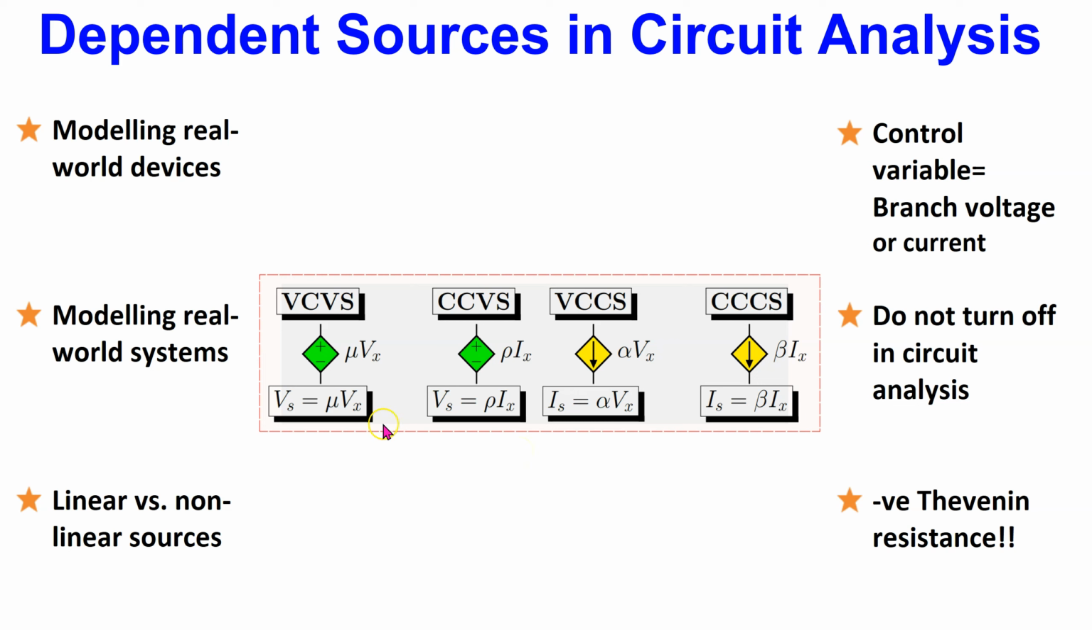Hello everyone. In this video, we will discuss ideal dependent sources and the important role they play in circuit analysis. Dependent sources are used to model real-world electronic devices such as transistors. They are also used to model real-world systems such as amplifiers. During circuit analysis, dependent sources need to be handled carefully and often require special methods. We will discuss both real-world and circuit analysis aspects of dependent sources in this video.